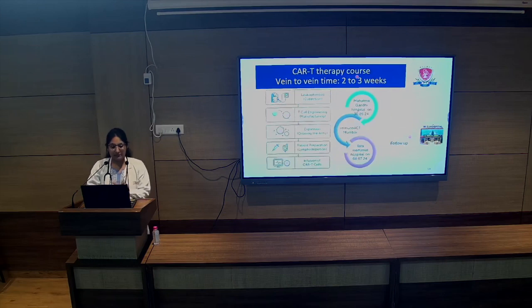So the CAR T therapy course, which took around 2 to 3 weeks: leukapheresis was done at our center on 30th May 2024. The manufacturing and the expansion was done at ImmunoAct at Bombay, and finally the patient preparation and the infusion of the CAR T cells was done at Tata Memorial Hospital, Mumbai on 8th of July 2024.